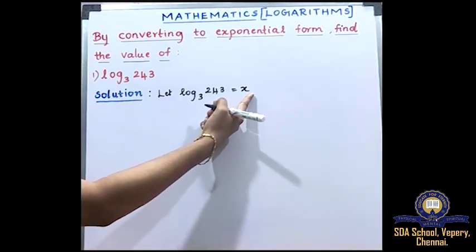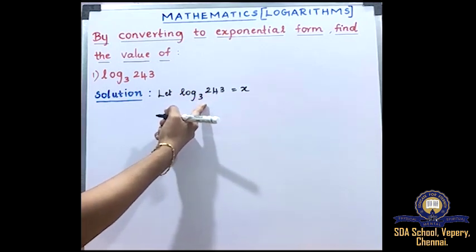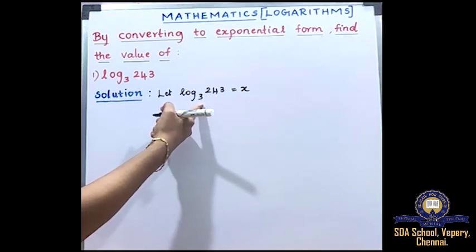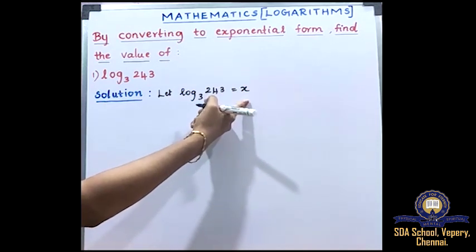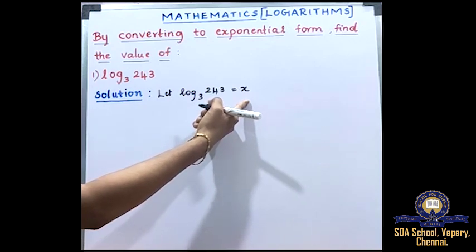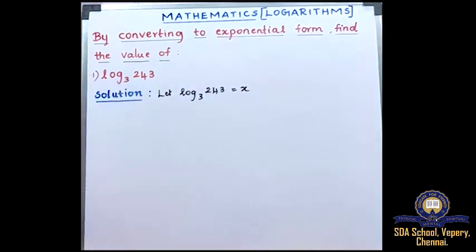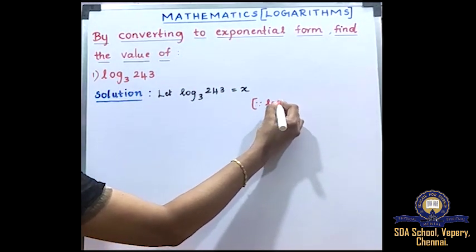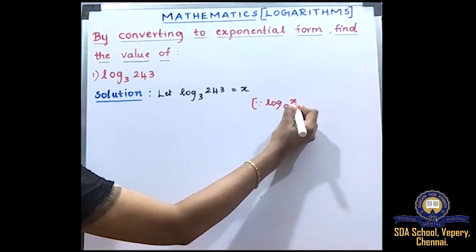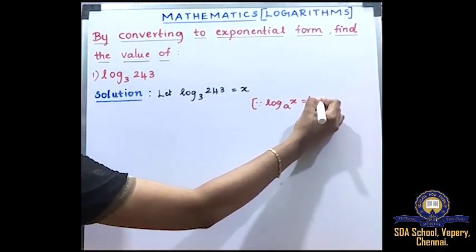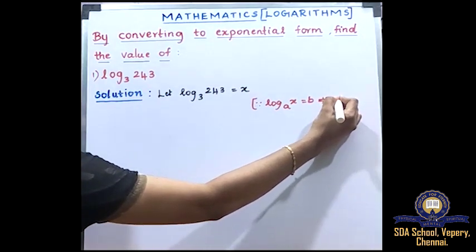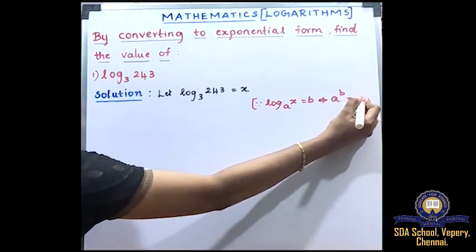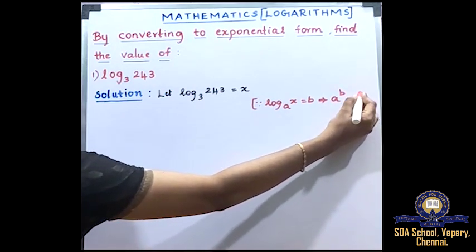After finding out the value of x, you are going to substitute back into this equation in order to find the value of log 243 to the base 3. Okay? Now this is in logarithmic form, right? Now we are going to convert this to exponential form. So as we know, log x to the base a equals b. Now if you convert to exponential form, it becomes a to the power b equals x.